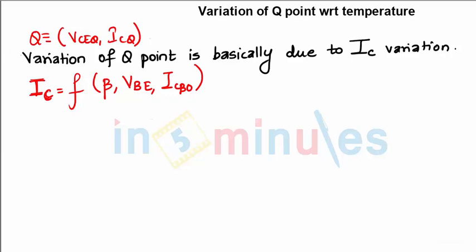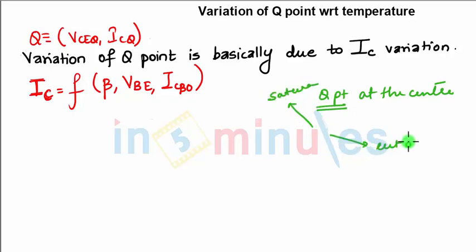As we have seen how to find the Q point, where should the Q point be on the DC load line? In order to operate the transistor as an amplifier, the Q point should be at the center of the DC load line, right? Now, if the position of the Q point changes, the transistor is driven to either saturation or cutoff. So what do we want? We want the position of the Q point to be fixed irrespective of the changes in the current.